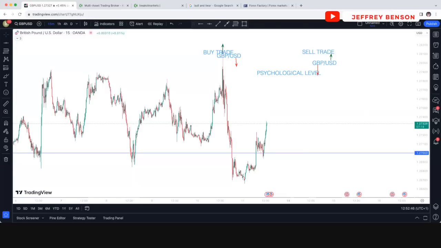Now, this is not just this one psychological level. As you reach here, how are you sure? There's another psychological level at the top that is close by. Let's put another one. Psychological levels are usually 50 pips from each other. Remember, I said movement in the market is in form of pips. So the next psychological level is going to be 50 pips from here, so it's going to be 1.27500.